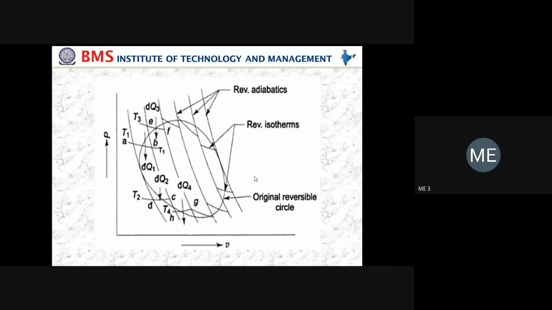Okay, first step: you draw the x and y coordinates. After that, you draw the original reversible cycle. Then you draw these curves, like this. The first and last lines should touch the points of the original cycle. Don't draw beyond that. So the first and last lines should touch the original cycle.